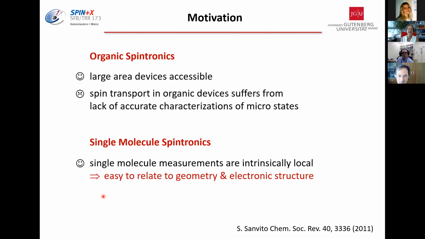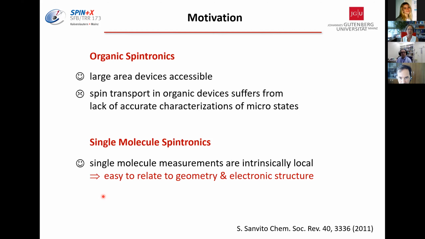But for a chemist like us in coordination chemistry, like we are here tonight, we have a problem with this organic spintronics, and this is simply because we do not understand exactly how they are to be built in order to have a really accurate characterization of the microstates, because they are extended systems. And here comes the single molecule into the game. In single molecule spintronics, we use really single molecules, and so they are accessible to measurements that are intrinsically local.